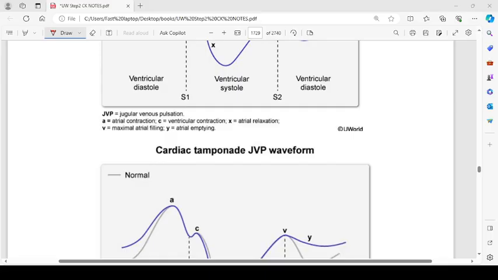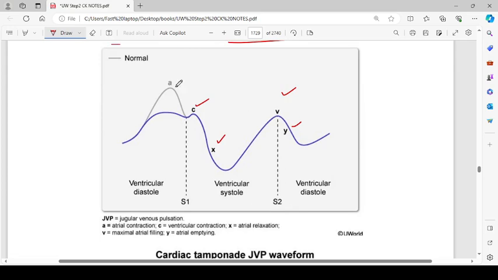We have talked about that in detail, I guess, one or two sessions back. You may see that from over, but to revise, for revision purposes, you must know that the A wave corresponds to the atrial systole.